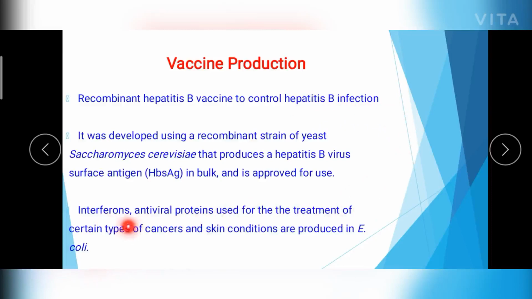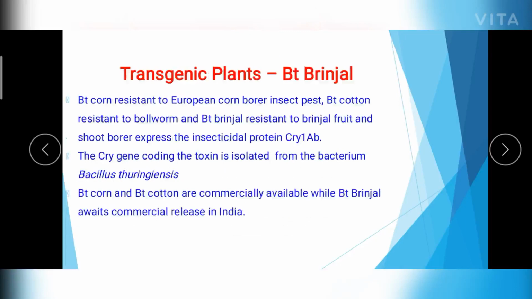If you see other example, interferons, these are the antiviral proteins which are produced for the treatment of various types of cancers and other types of viral diseases. They are produced on a large scale in recombinant E. coli cells. Coming to the second application, that is the production of transgenic plants.